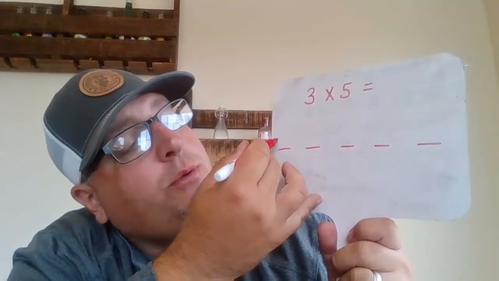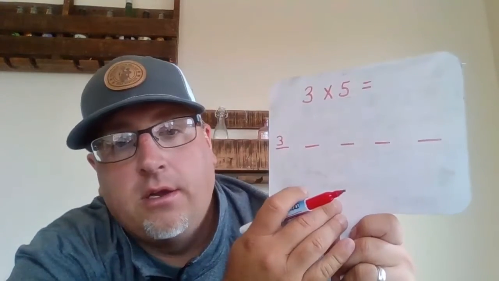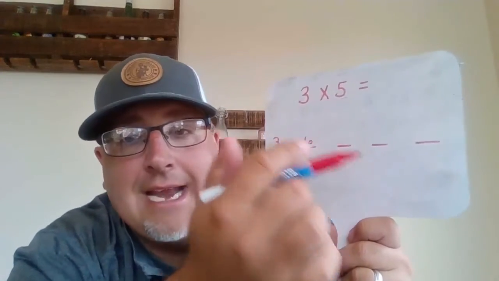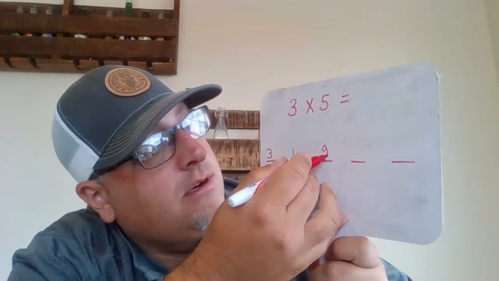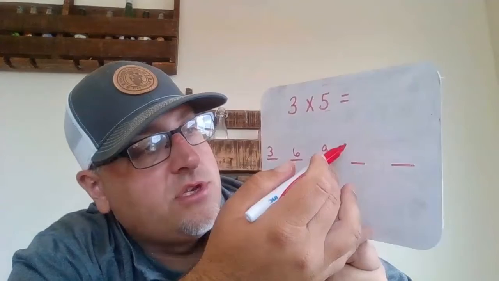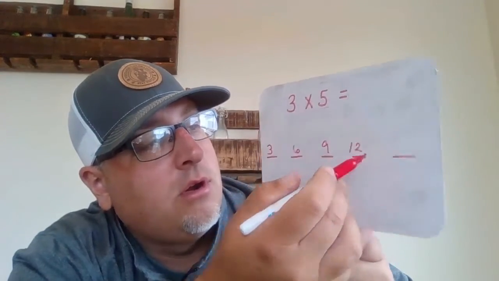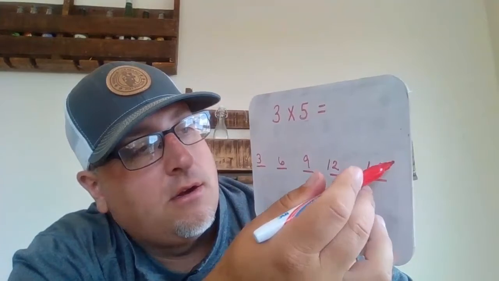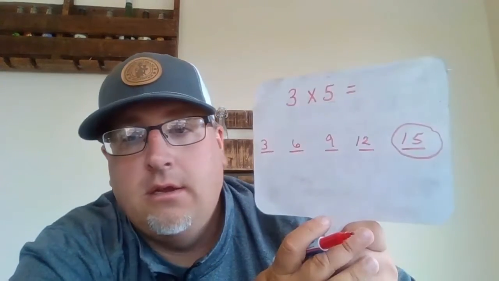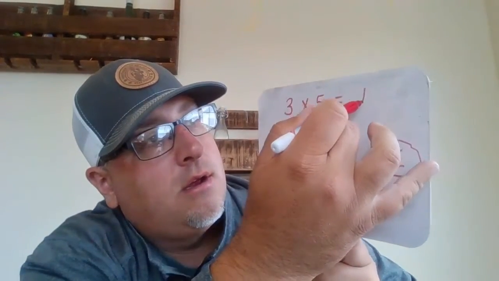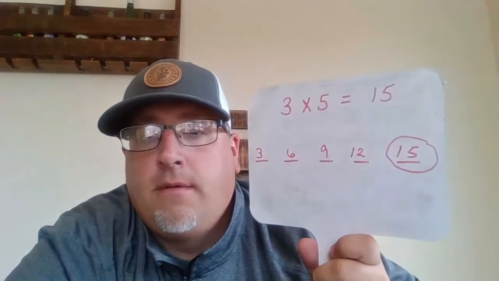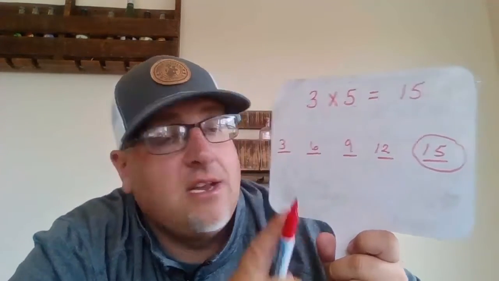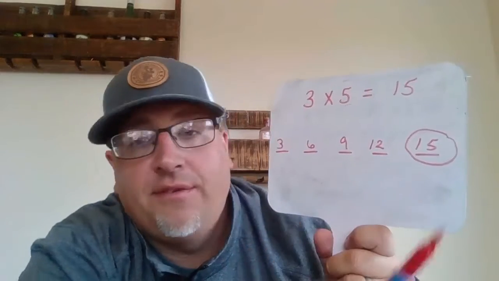So the first one, 1, 2, 3. Very good. 4, 5, 6. 7, 8, 9. 10, 11, 12. Just notice how I'm just counting 3 more. 13, 14, 15. Boom, there it is right there. Okay? If I count by 3s 5 times, I'm going to get that answer of 15. 3, 6, 9, 12, 15.